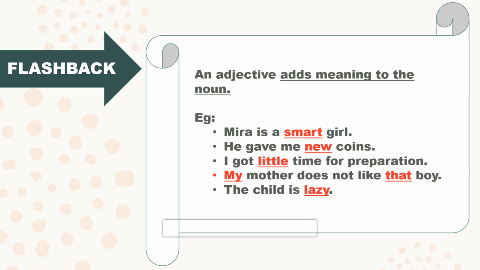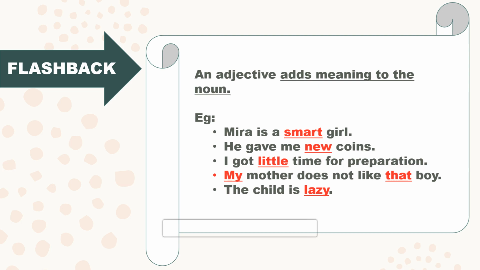Now the next one. Here two adjectives are there, as you can see, my and that. So if two adjectives are there, obviously two nouns are also there. So mother and boy, these are nouns. Whose mother? My mother, right? So here my is an adjective. Now the next one, that boy. Which boy? That boy. So that is an adjective. That is a demonstrative adjective, and my is a possessive adjective.